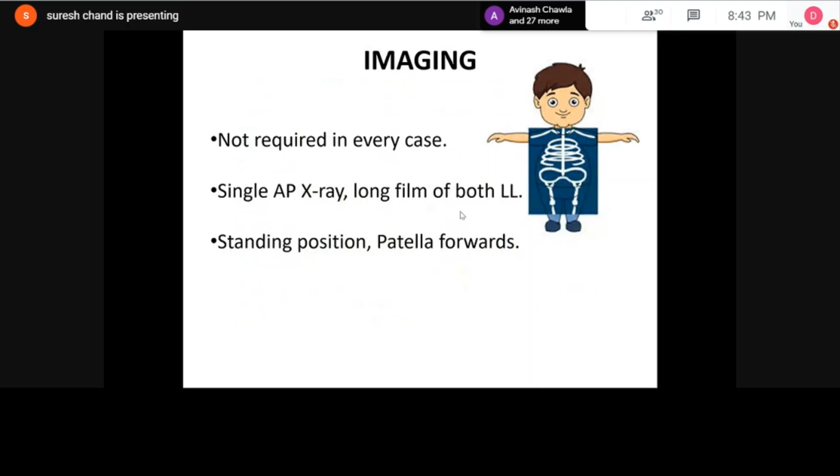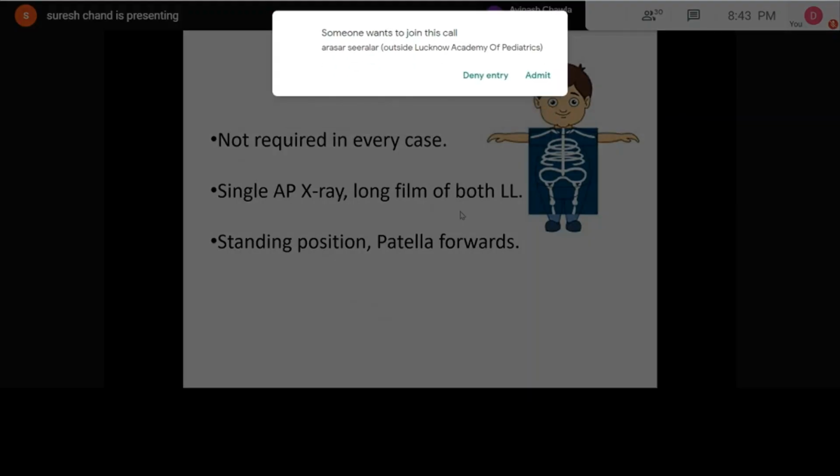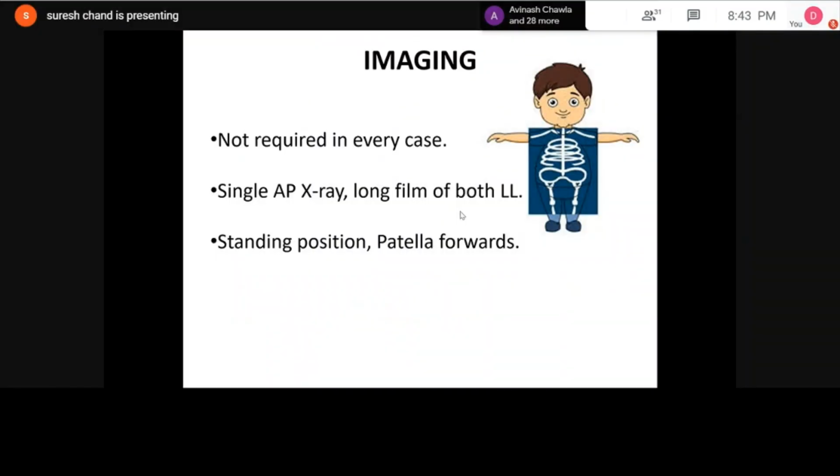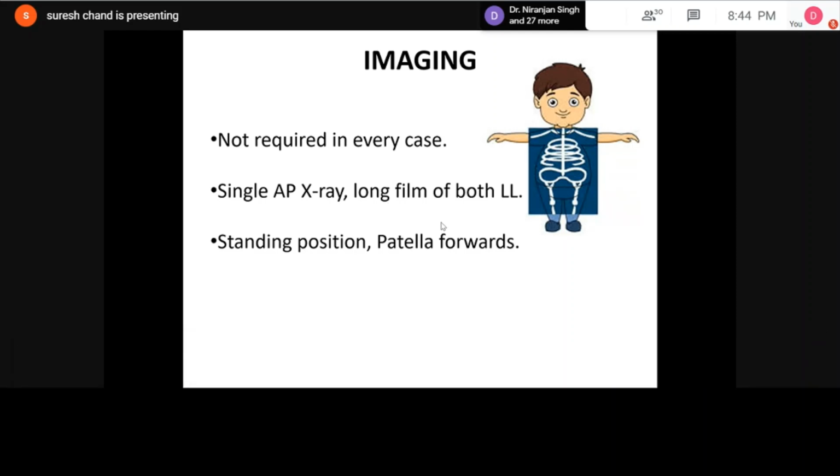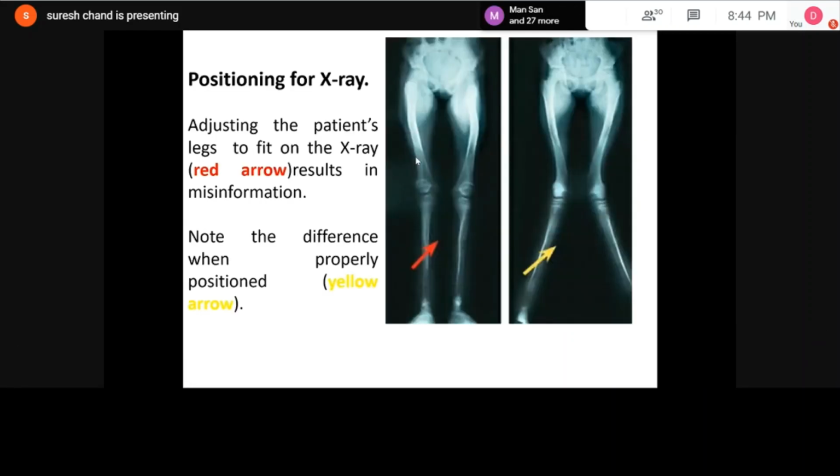And now comes the question of imaging. X-rays or any other form of imaging are not required in every case. They are very rarely required. If required, we do a single AP long-film X-ray of the lower limb, showing the femur and tibia in full length with the patella facing forward. Generally, a standing scanogram is the imaging of choice for lower limb alignment study. And positioning of the limbs is also crucial.